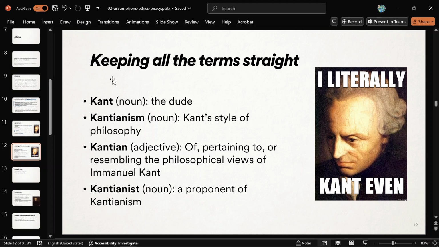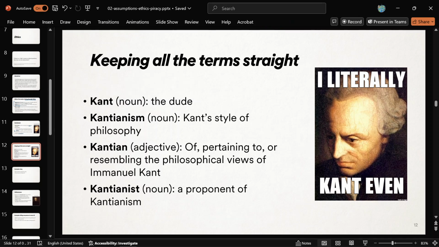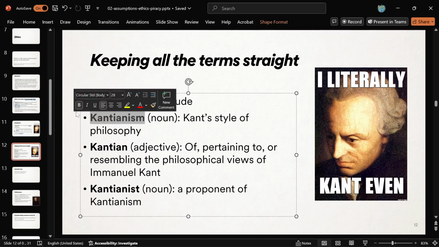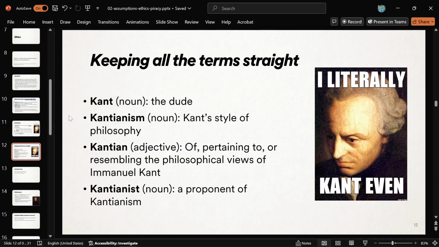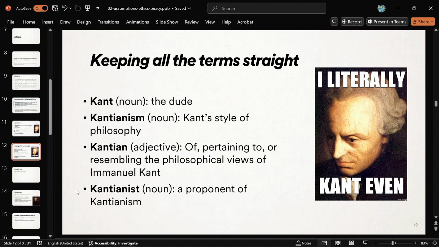All right. So Kant was the dude's last name. His name was Immanuel Kant. Right. That's a noun. That's his name. Kantianism is his style of thinking. All right. His philosophy. That's Kantianism, named after him. Another noun. And then Kantian is an adjective. You describe something like that's a Kantian thought. That's a Kantian argument. Okay. That's your adjective. Stuff about him. And then a Kantianist is somebody who is a proponent, who likes Kantianism. Okay? So that's how you keep all the terms straight.